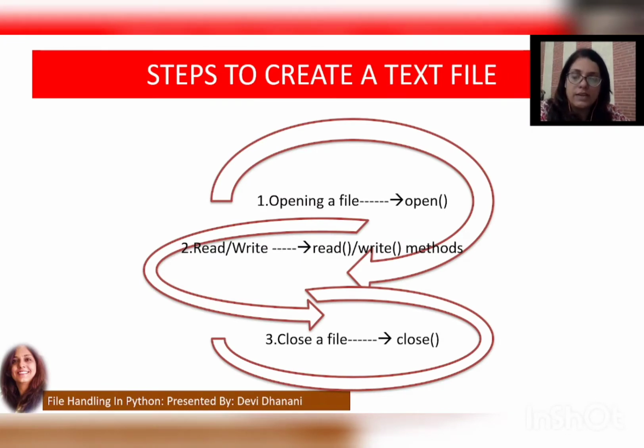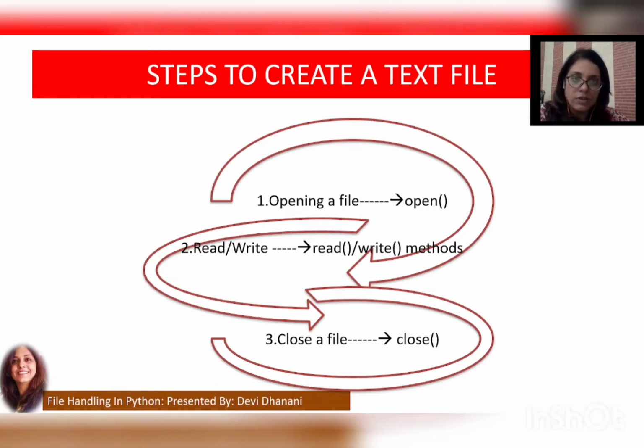As you are aware, in Python we can create text files. What are text files basically? Text files contain alphabets, they contain text in the form of ASCII and Unicode characters. To create a text file we need to follow 3 steps. What are these 3 steps? First, we open a file using the open function. Next, we can either read or write onto the file using the read or write method. And lastly, we close the file using the close function.